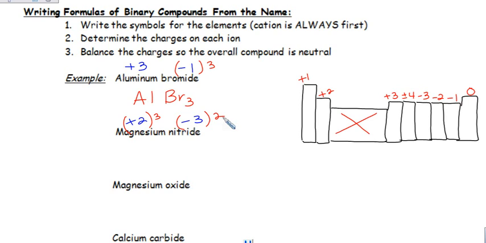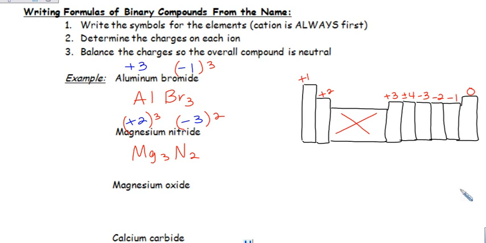So again, those multipliers then become your subscripts. Mg3N2. The little subscripts are the numbers that tell you how many atoms are in that compound. Not bad.